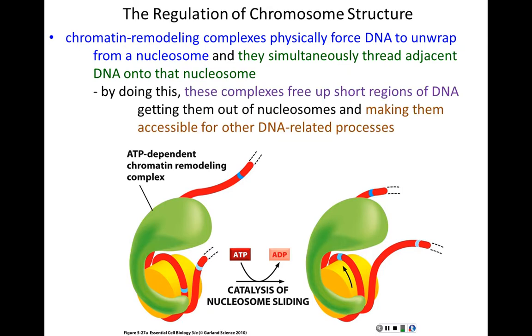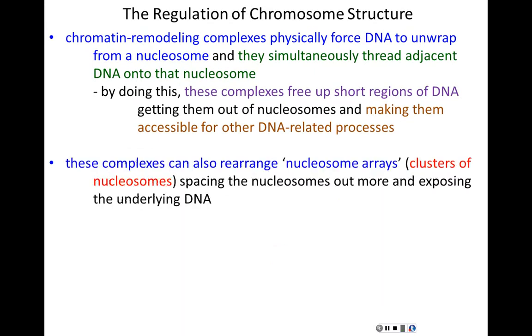By doing this, chromatin remodeling complexes free up short regions of DNA and get them out of nucleosomes. When that DNA is out of a nucleosome, it's now naked, it's bare, it's linker DNA. And so that DNA is accessible for other DNA-related processes. That could be gene expression, that could be repair, that could be any number of things that DNA is needed for. Chromatin remodeling complexes also rearrange what we call nucleosome arrays.